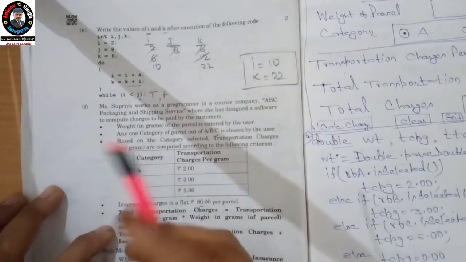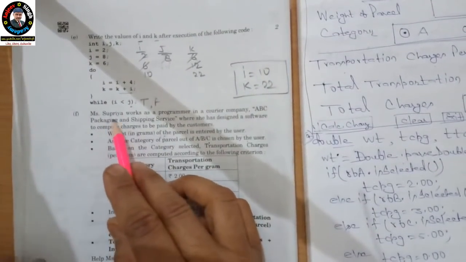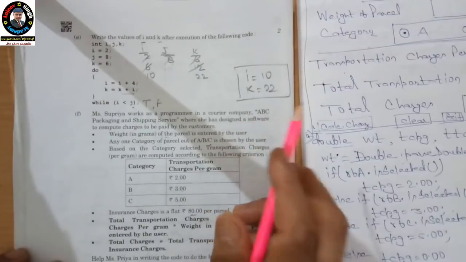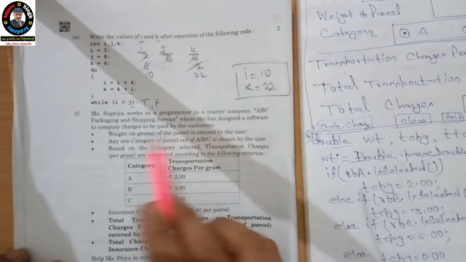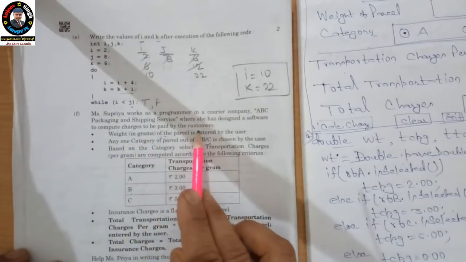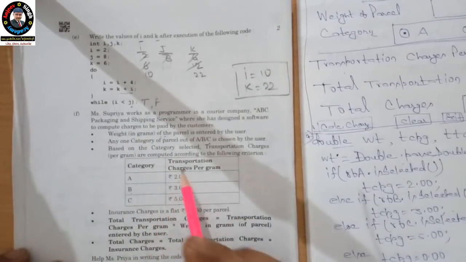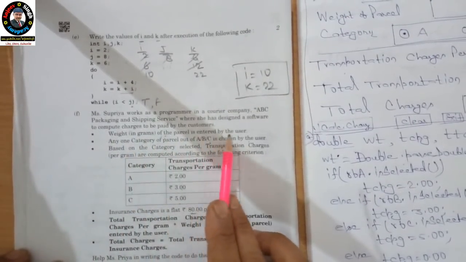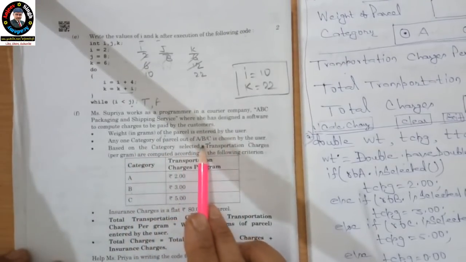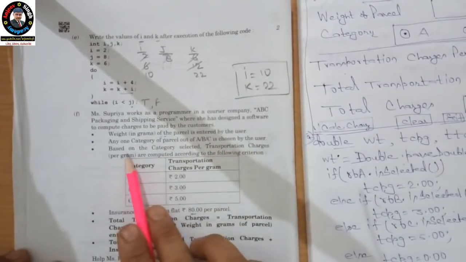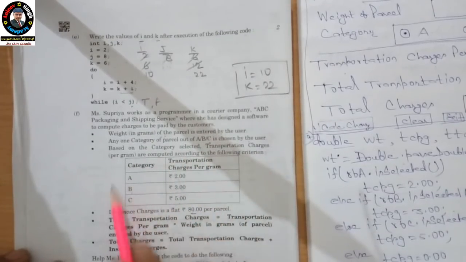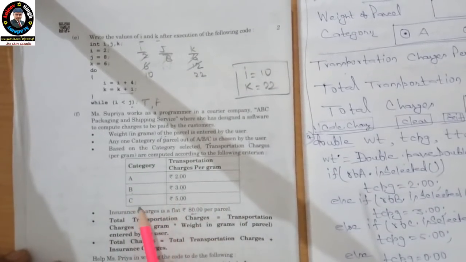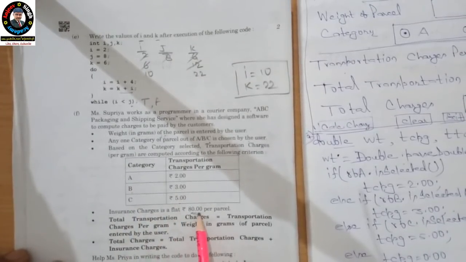So now look at this question. The question is that Mrs. Supriya works as a programmer in a courier company, ABC Packaging and Shipping Services, where she has designed software to compute charges to be paid by the customer. The weight in grams of the parcel is entered by the user. Any one category of parcels out of A, B, C is chosen by the user. Based on the category selected, the transportation charge per gram is computed according to the following criteria: A 2 rupees, B 3 rupees, C 5 rupees. Insurance charge is a flat 80 rupees here.